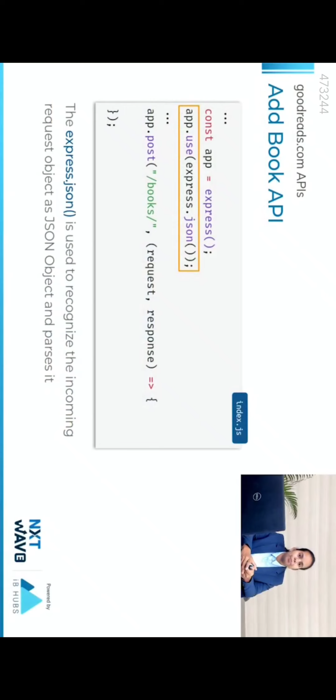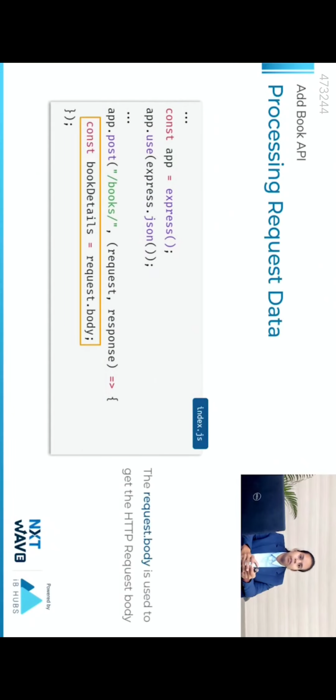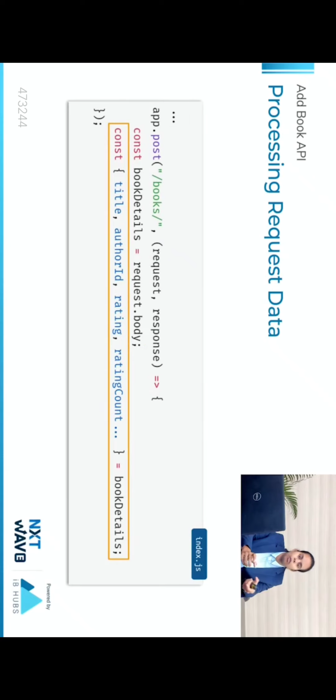Now we need to access the request object, right? The request object is present in the body, so request.body will give us the book details that we want to add. The book details are present as a JSON object, so from this we need to access the various values like the title, author ID, and so on. Using object destructuring, we access the values like the title, author ID, rating, and so on. Now in the variable title, we have the title of the book that we want to add. In author ID, we have the author ID, rating, and so on.